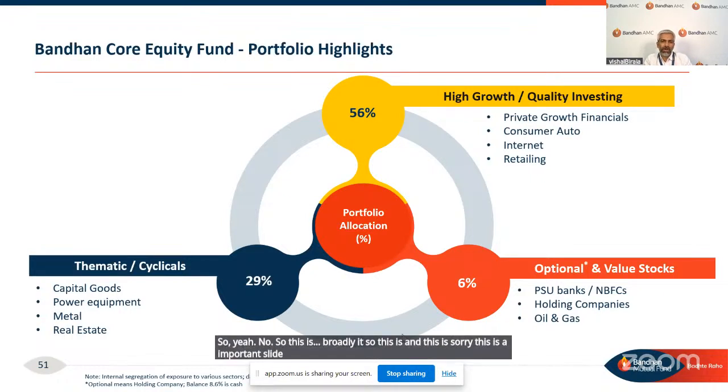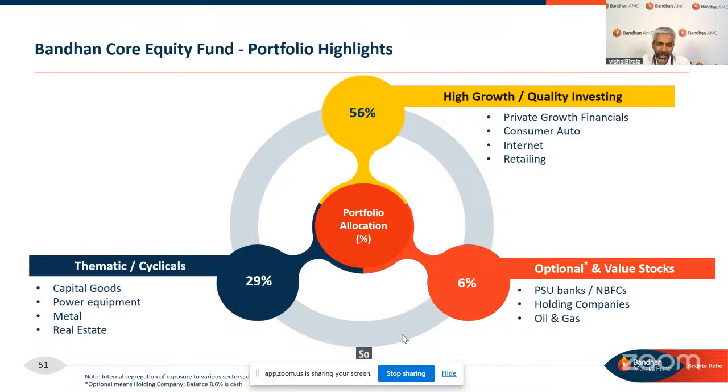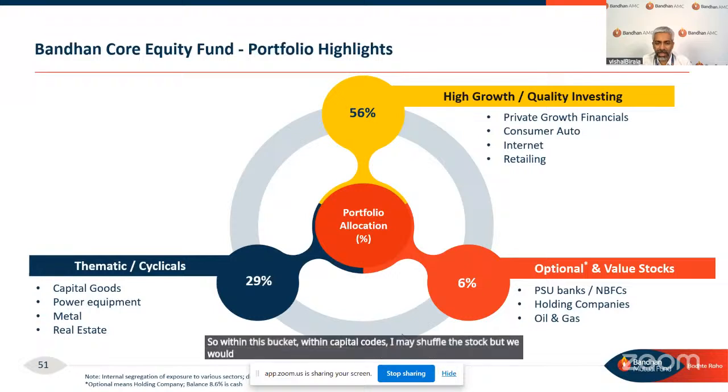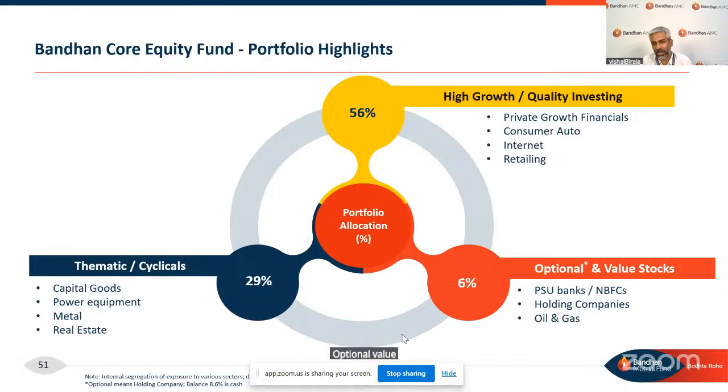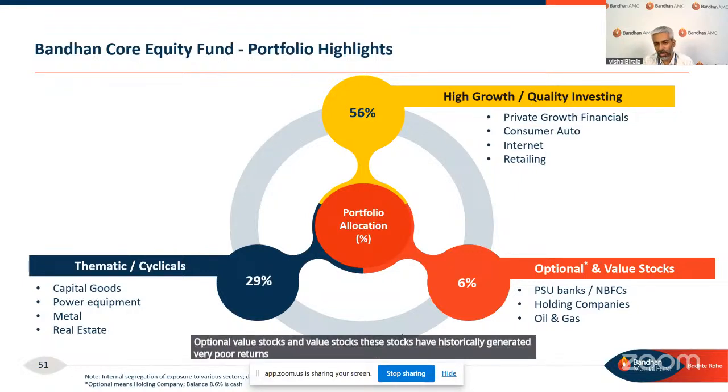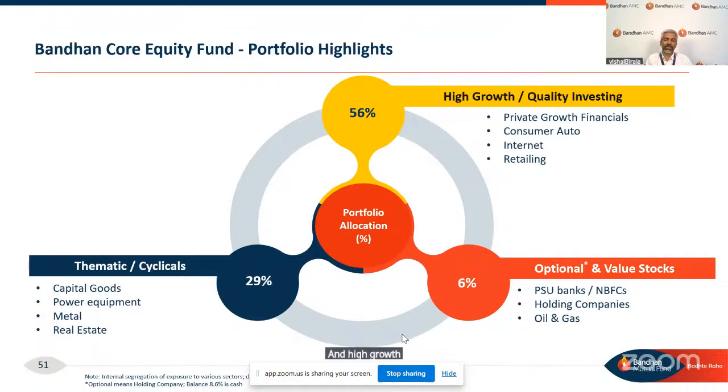How we think about the stocks in the portfolio. We have classified the stocks into value stocks, high growth and quality, and thematic and cyclicals. So within this bucket, within capital goods, I may shuffle the stock, but we would largely have cyclicals at close to 30%. Optional value stocks and value stocks, these stocks have historically generated very poor returns. They continue to be a small portion of the total fund, and high growth and quality generally constitute the highest weight, and that is what we will keep maintaining.